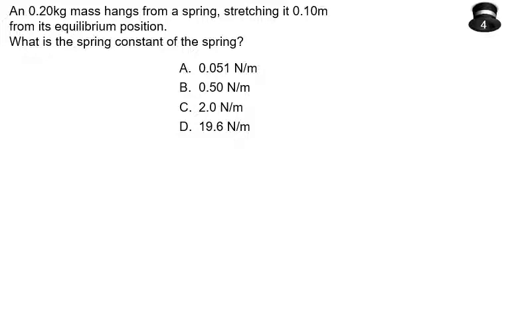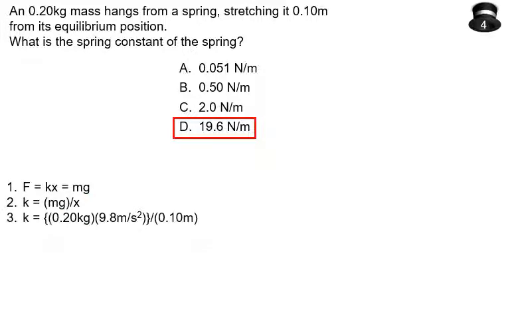I will assume that you have paused the video and come back, and you will have figured out it's 19.6 newtons per meter must be the spring constant, which is what it is. So again, the applied force here is equal to the spring constant times displacement. That's equal to mg in this case because we're just hanging a mass vertically from a spring. And we solve for the spring constant, and then we can go ahead and plug in the numbers that were given in the question, and we arrive at our spring constant.